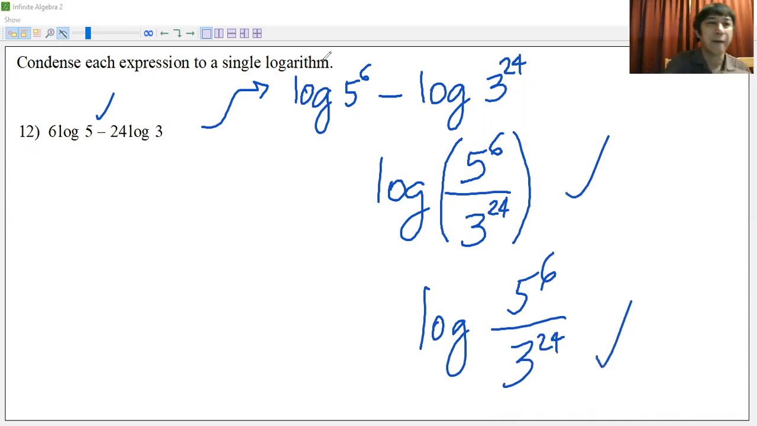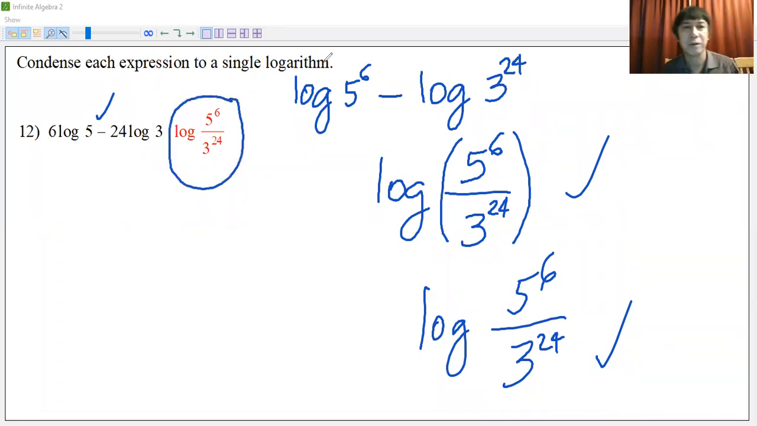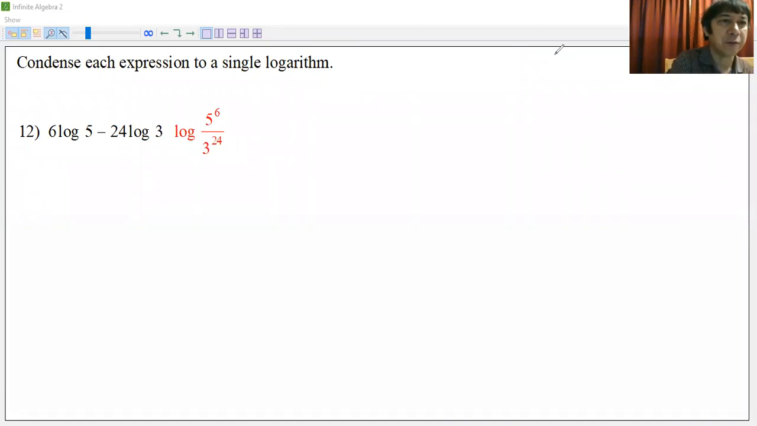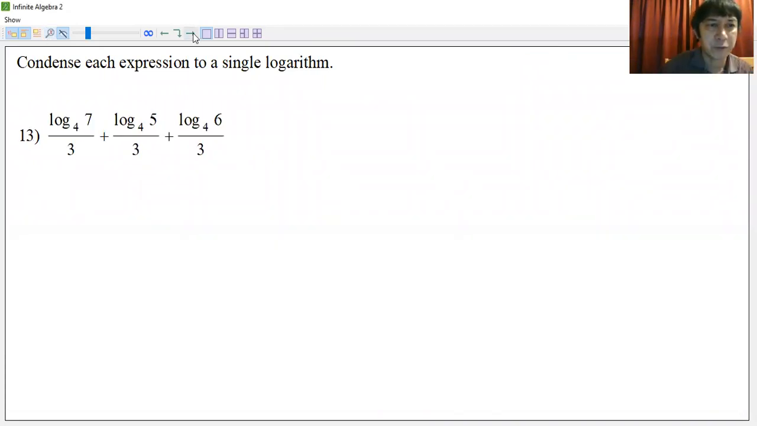Okay, same thing. All right, so that should be it, and let's check the answer. All right, let me remove that arrow. Okay, here's the answer there. Okay, so the computer does not require the parentheses, so it's this one, 5 to the 6 and 3 to the 24. All right, so that goes to our number 12. Let's continue with number 13.